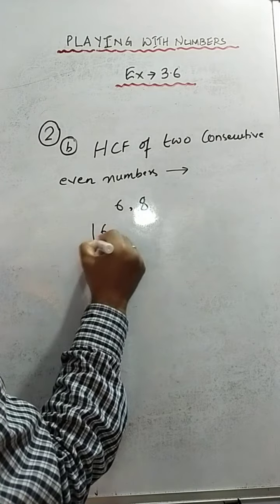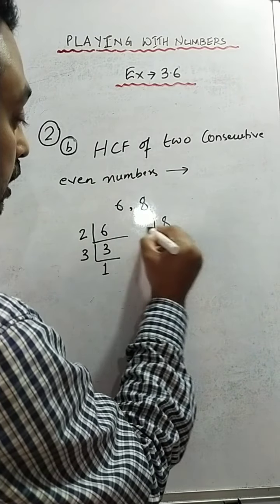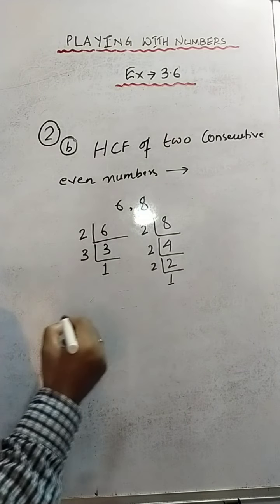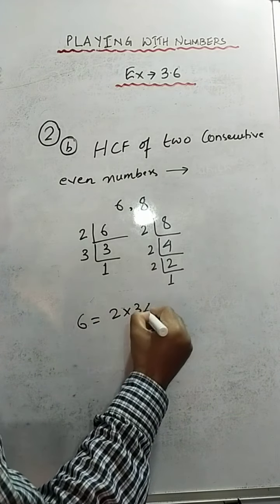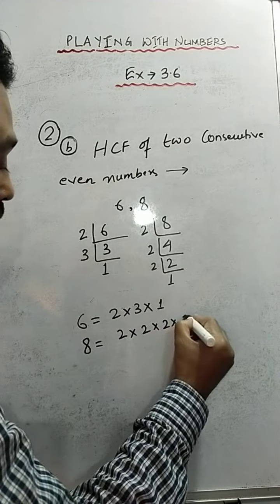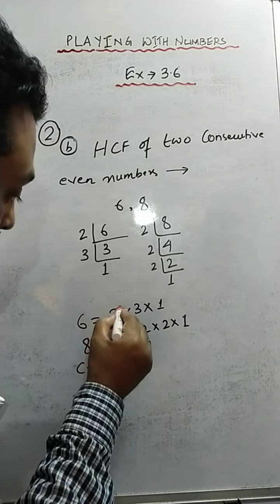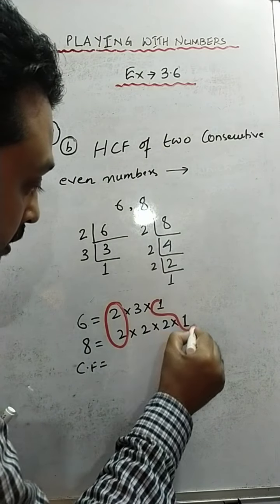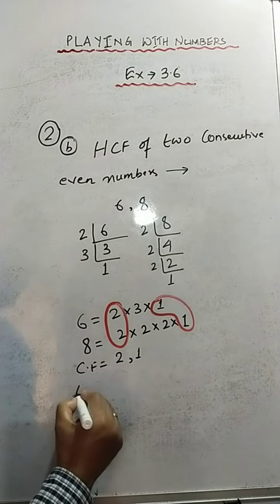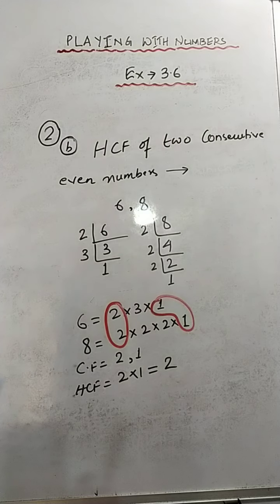Now we have to see what the HCF of 6 and 8 would be. We'll do the prime factorization first. 2 3s are 6, 3 1s are 3. Now what about 8? 2 4s are 8, 2 2s are 4, 2 1s are 2. Writing all the prime factors: 6 is 2 into 3 into 1, and 8 is 2 into 2 into 2 into 1. What will be the common factors, students? The common factors are 2 and 1. So the HCF would be 2 into 1, that is 2.